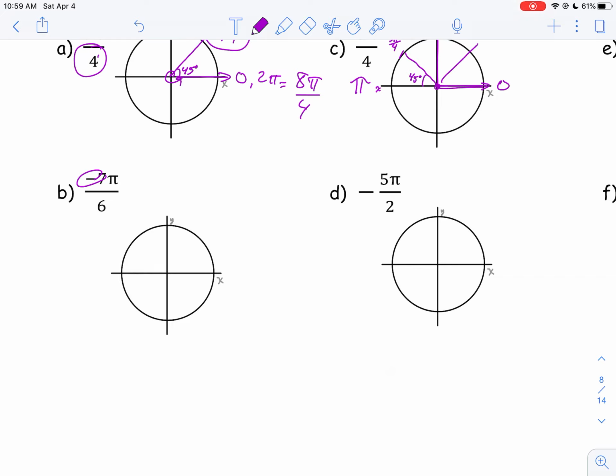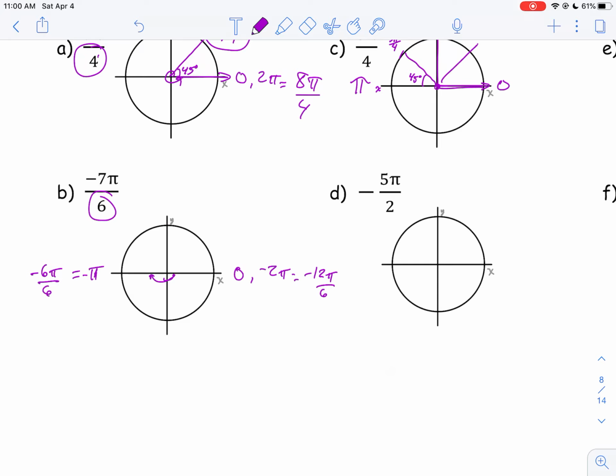Take a look at B. Remember what negative does? We're going backwards. We're going around the circle this way. Now, negative 7 pi over 6. I'm thinking now in terms of 6. I could come back around. This would be 2 pi. So since I'm going this direction, this is negative pi and negative 2 pi. If I change this into common denominators, this is negative 6 pi over 6, or negative pi over here. This would be negative 12 pi over 6. So negative 7 pi over 6.